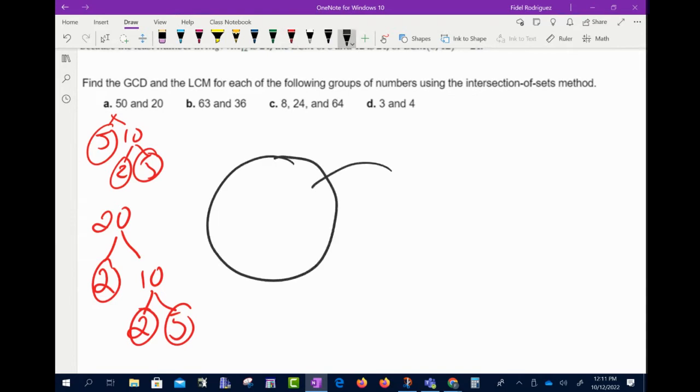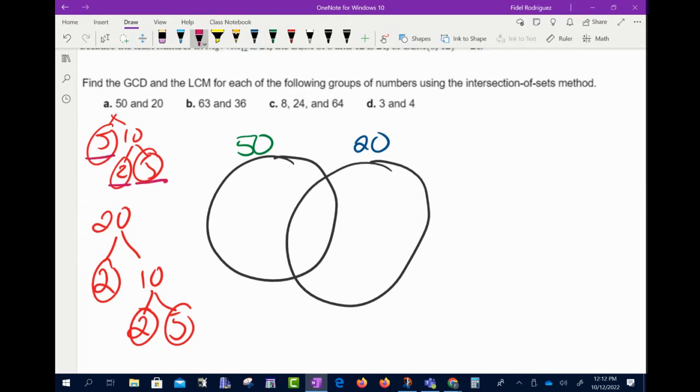We're going to draw 2 circles, and those circles are going to overlap. This is going to be my circle for 50, and this is going to be my circle for 20. What I want to do here, y'all, is look at these numbers here and ask you, do they have any numbers in common? What are the numbers that we have in common at the ends right here? Between those numbers and these numbers, which ones do we have in common? The 2 and the 5.